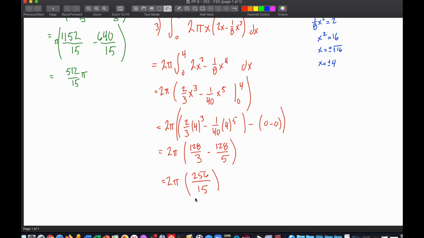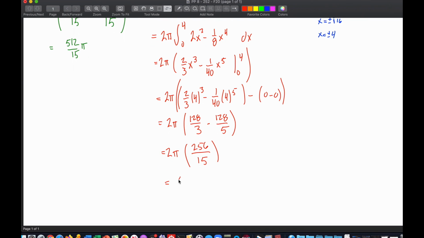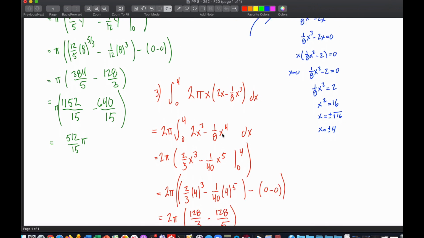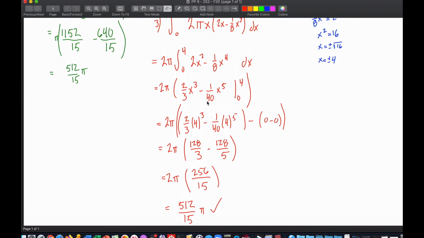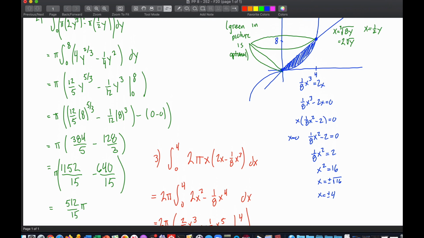And 2 pi times 256 over 15, well, 2 times 256 is 512. Yeah, it looks like this thing worked out. I get 512 over 15 pi. And since that matches this guy, I'm not thinking that I made the same mistakes twice. I'm instead thinking that I got both of them right, and therefore I can end this video.